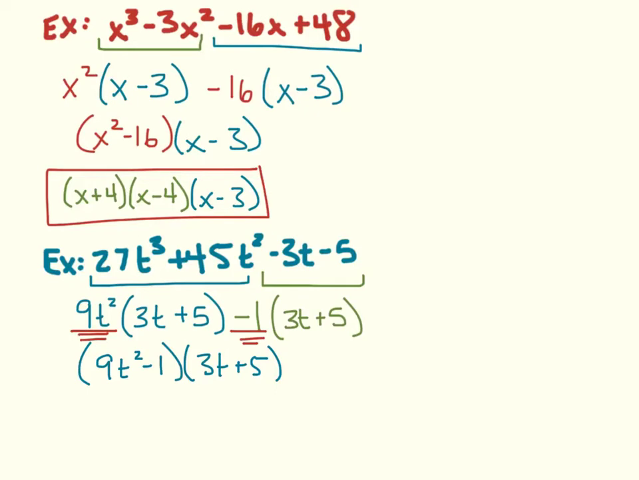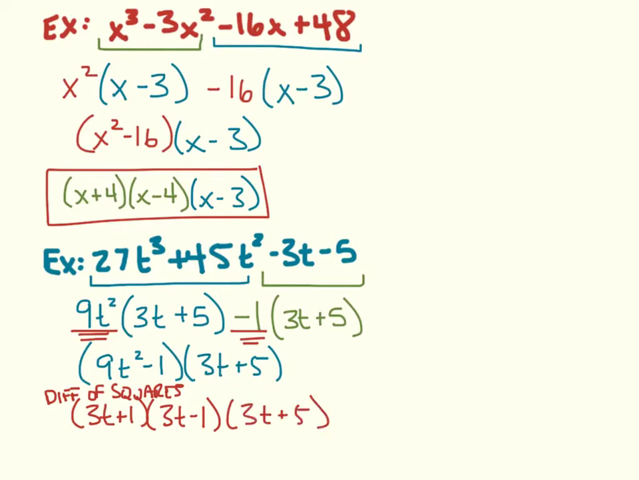Now, I see a squared, so I have to say, can I still factor this? 1 is a perfect square. What about 9t squared? Is that a perfect square? Yeah, from 3t times 3t. So this breaks down even further to 3t plus 1 times 3t minus 1. And that's from difference of squares. So we'll make a little note, just like last time. Difference of squares times 3t plus 5, because it's still hanging out. So now this is completely factored.